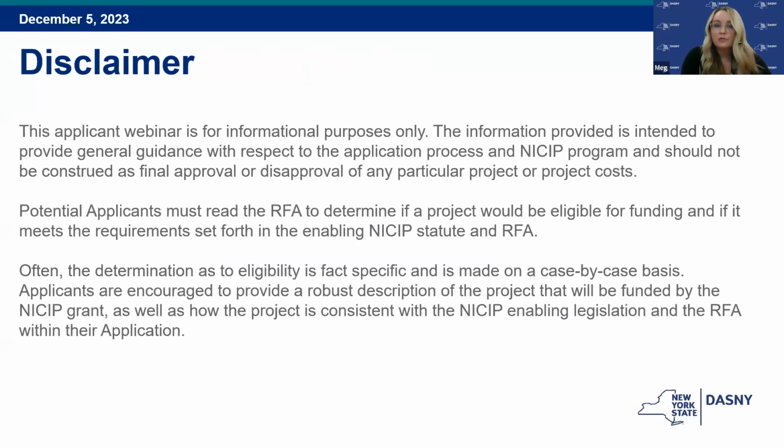This applicant webinar is for informational purposes only. The information provided is intended to provide general guidance with respect to the application process and NICIP program, and should not be construed as final approval or disapproval of any particular project or project costs. Potential applicants must read the RFA to determine if a project would be eligible for funding, and if it meets the requirements set forth in the enabling NICIP statute and RFA. Often, the determination as to eligibility is very fact-specific and is made on a case-by-case basis. Applicants are encouraged to provide a robust description of their project that will be funded by the NICIP grant, as well as how the project is consistent with the NICIP enabling legislation and the RFA within their application.